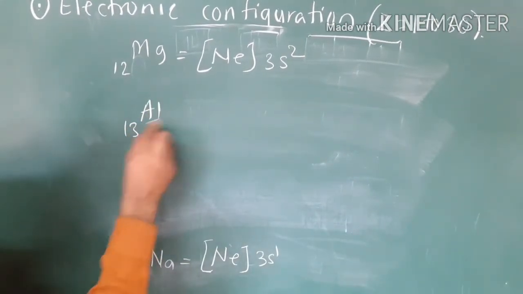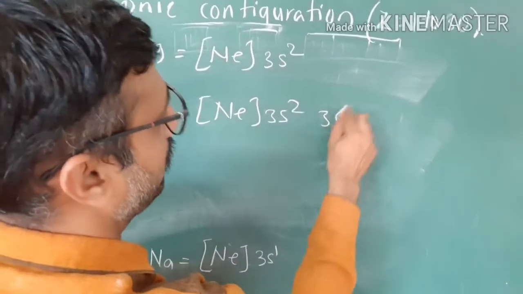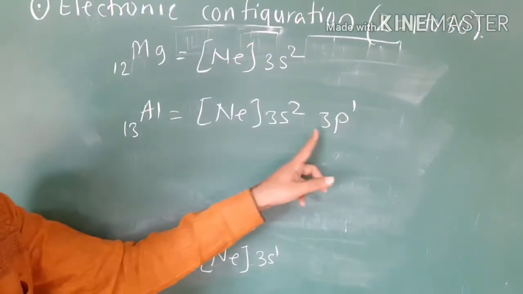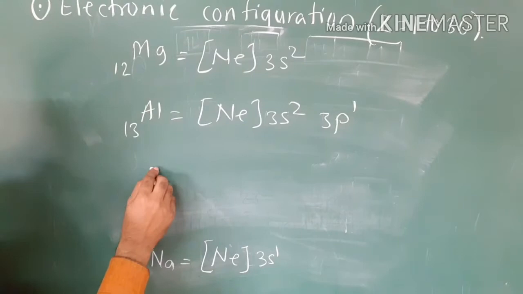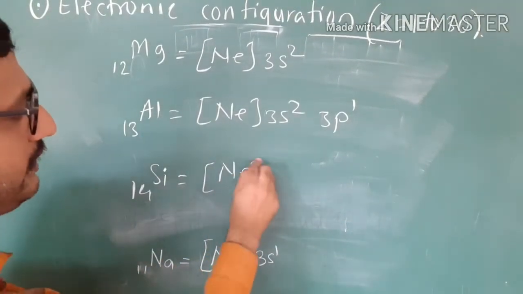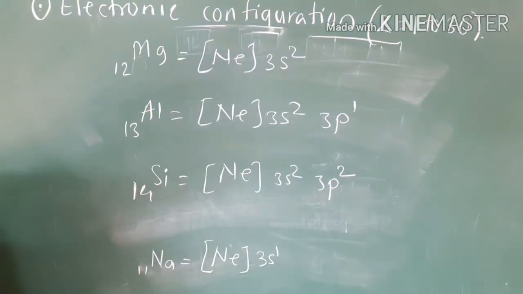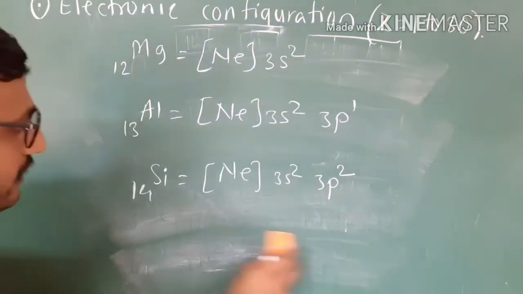Then aluminium, 13. Electronic configuration is neon 3s2, 3p1. 10 plus 2 plus 1. In this way the 13 electrons of aluminium are distributed. Silicon 14, very easy. Try it. It's 3s2, 3p2. Like this, the 14 electrons of silicon are distributed.